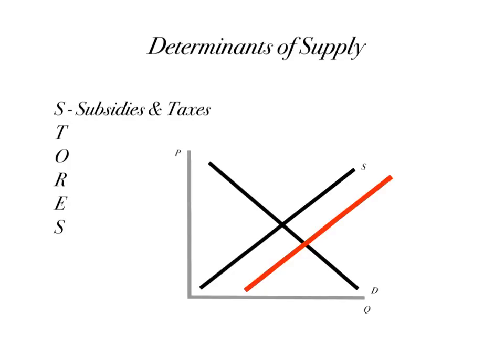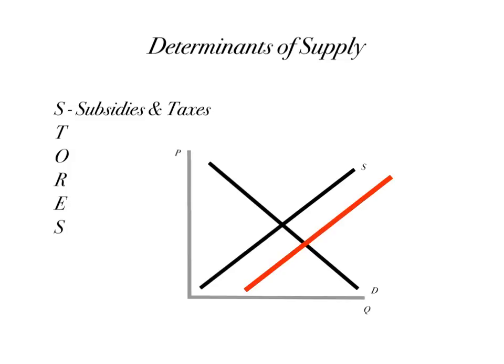Right, so let's start with the determinants of supply. Basically, the determinants of supply can be remembered by using the acronym called STORES. We will explain in due course what each letter stands for in the coming slides. So over to Jari to start us off.